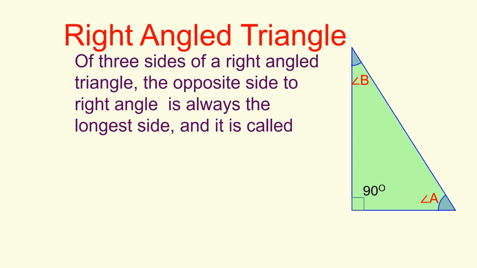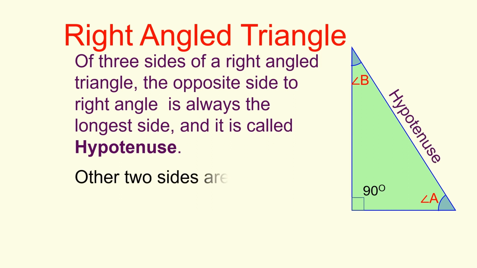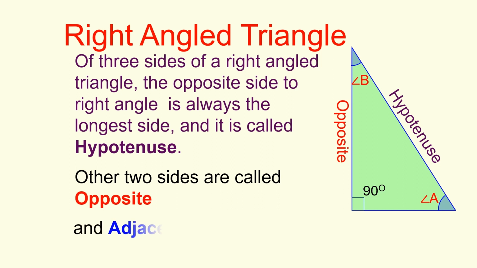Of the 3 sides of a right-angled triangle, the side opposite to the right angle is always the longest side, and it is called the hypotenuse. The other 2 sides are opposite and adjacent to angle A.